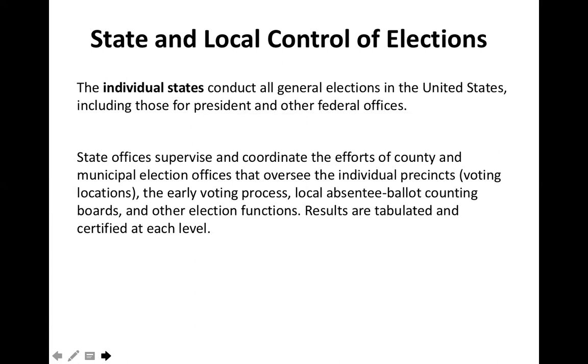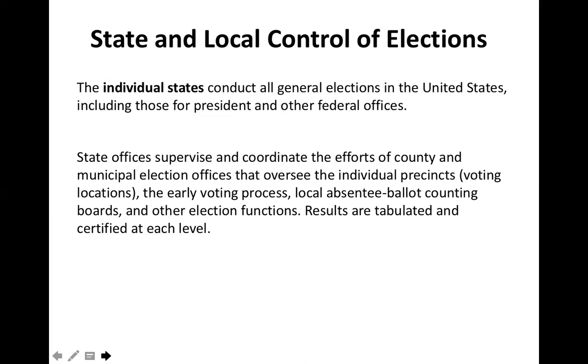And that's why you have different states that have different types of elections, which we will go into further in this lesson. State offices supervise and coordinate the efforts of each county and municipality election offices that oversee the individual precincts. So, when you get that thing in the mail saying, hey, let's vote, you go to your individual precinct. They break the community into precincts because it would be impossible for everybody to go to the Temecula Mount San Jacinto campus and vote on election day, because that would just be too many people. You would need people to break it down.